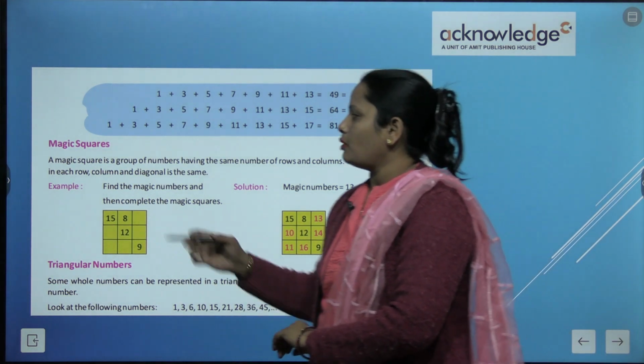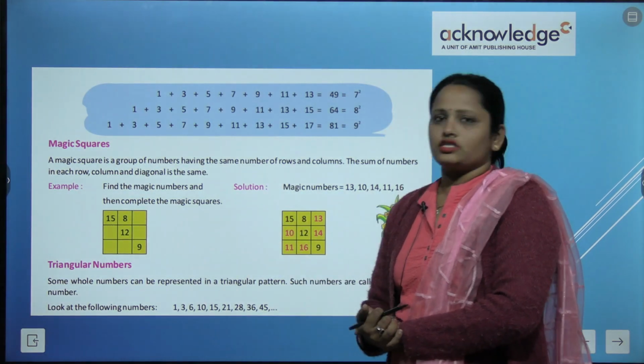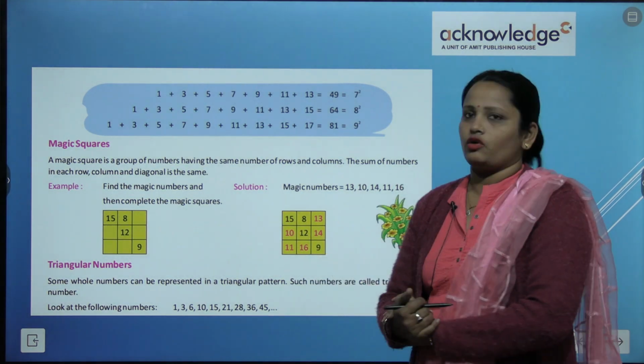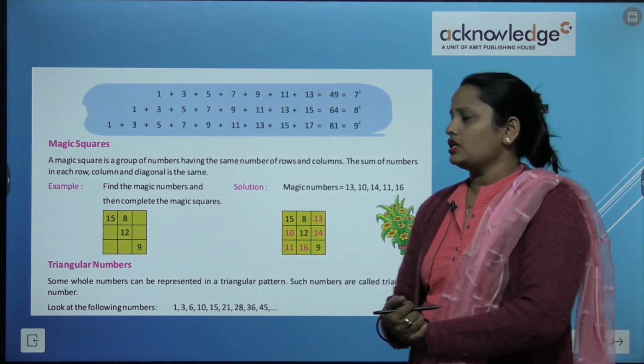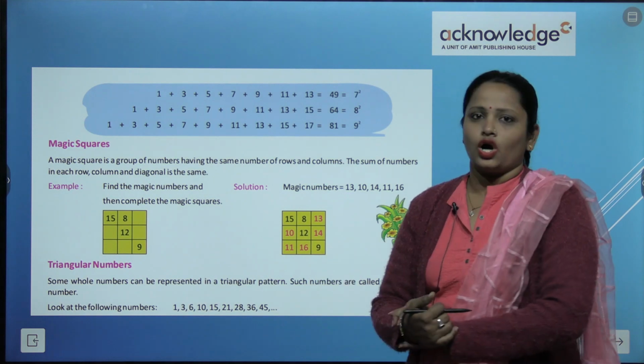Now let's learn about magic squares. Magic squares kya hote hain? A magic square is a group of numbers having the same number of rows. Ye ek aisa number hai jisme ek tarike ke hi rows hain ya fir columns hain.